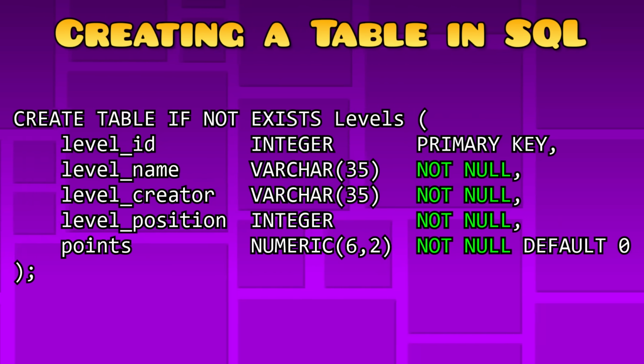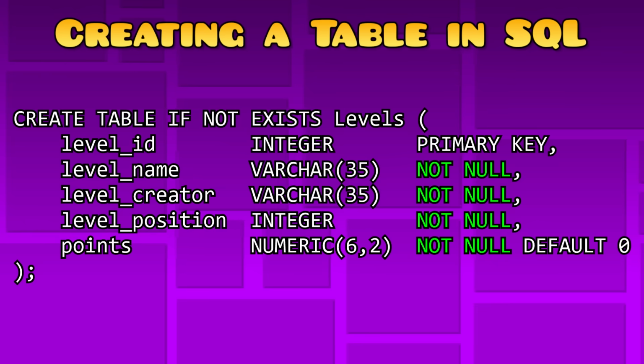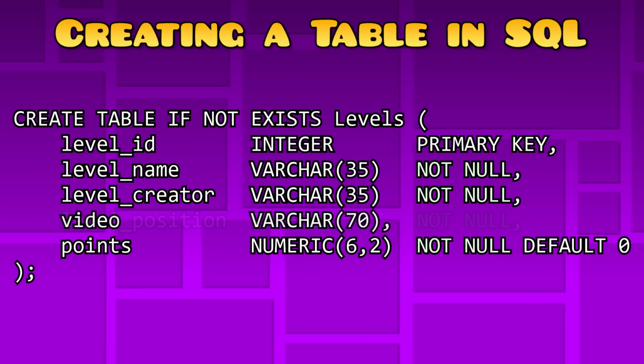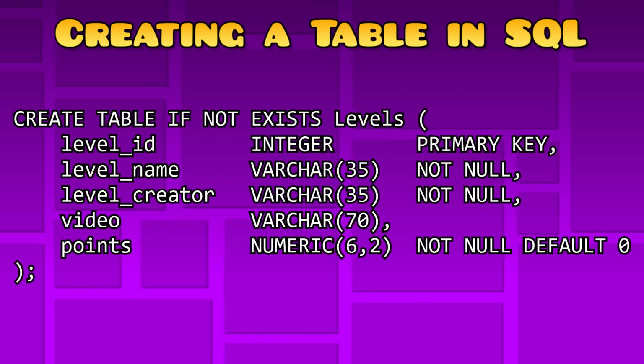Also, you may have noticed the not null at the end of every line. That just means these values can't be blank. We need them all filled in. If we had any optional data, like a verification video or something, then we wouldn't put not null there.